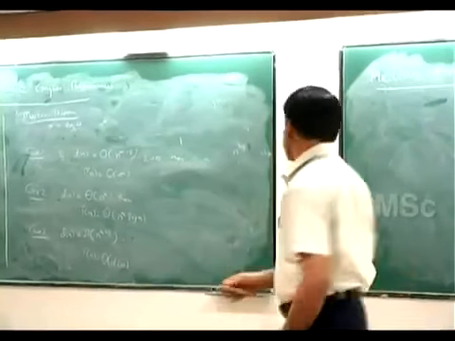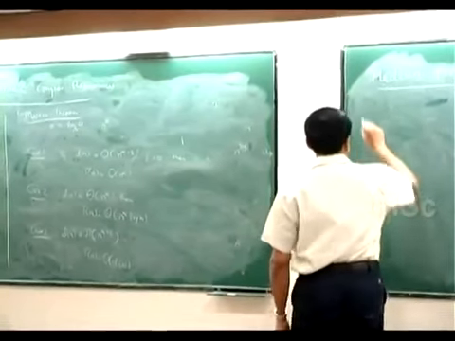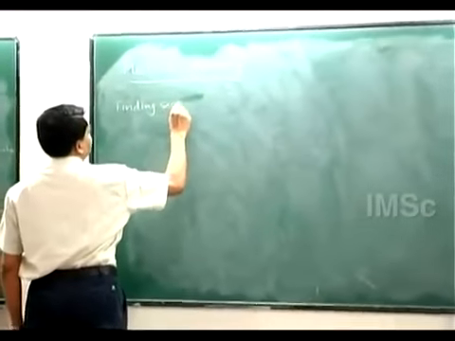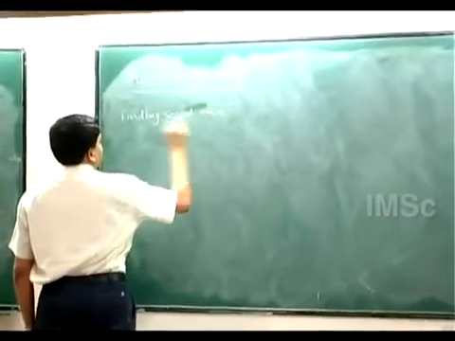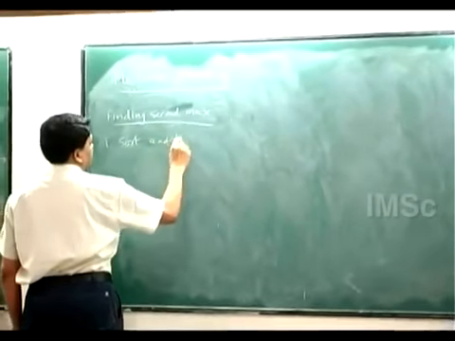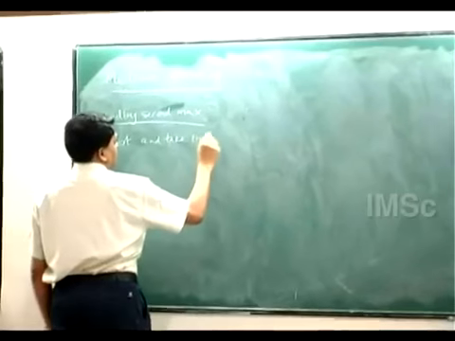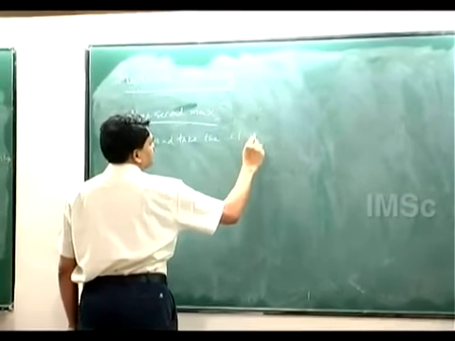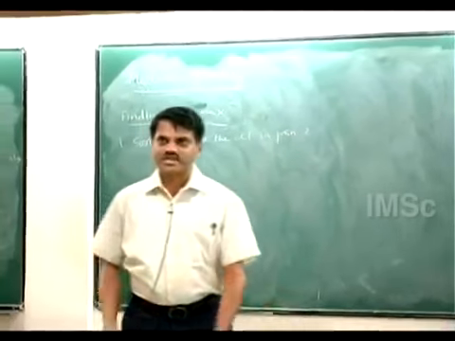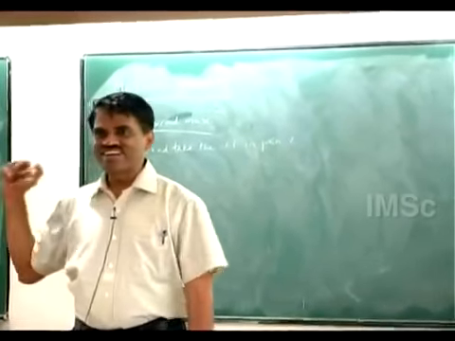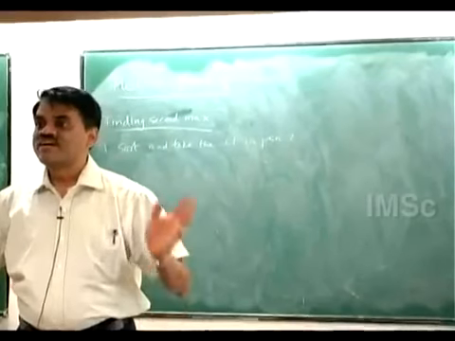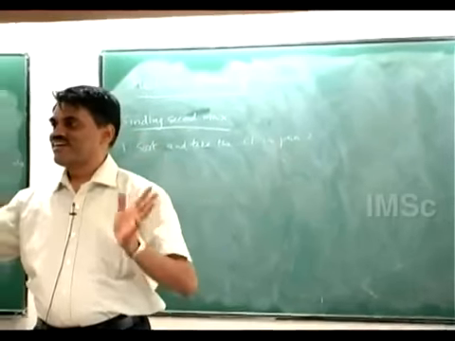Do sorting and take, okay. Finding second max. Sort and take the element in position 2, right? In fact, we can do this even for max, right? How much time will this take? N square? N log n.